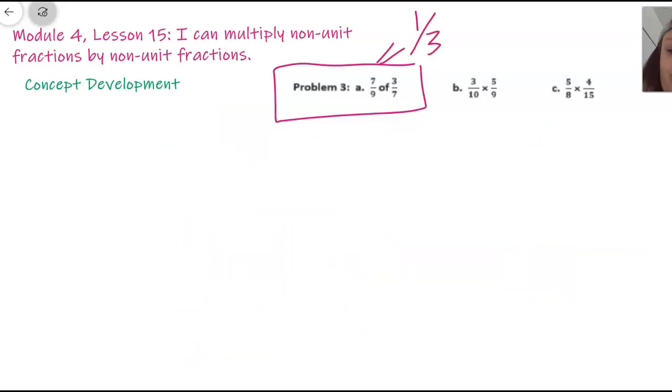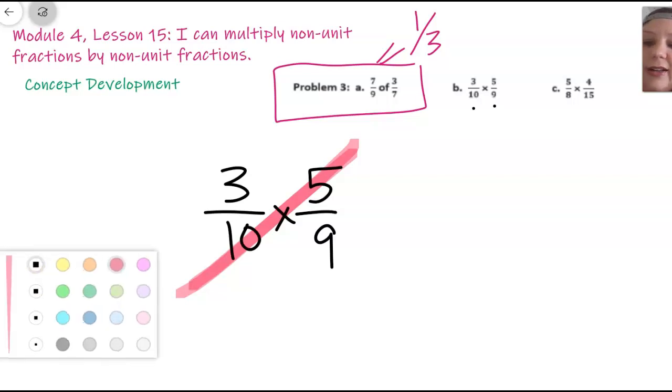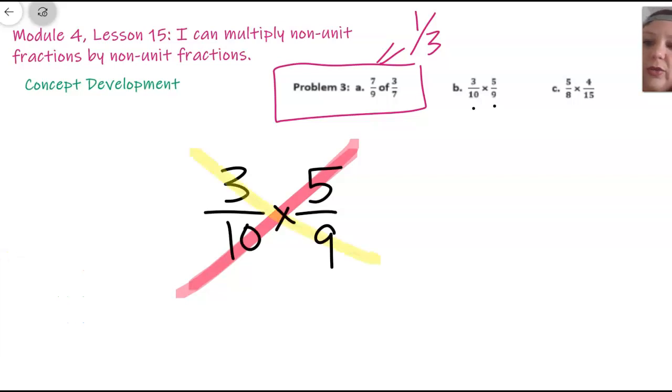Problem B, is it going to be an efficient use of my time to draw 10 by 9 parts in my whole? No, it's not. So I'm going to set my problem up just as I did before, where I say 3/10 times 5/9, and then I'm going to go straight to looking at cross-canceling opportunities. So cross 5 and 10, let me check that in a minute, and then 9 and 3.